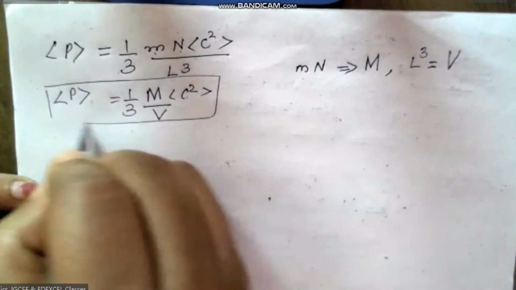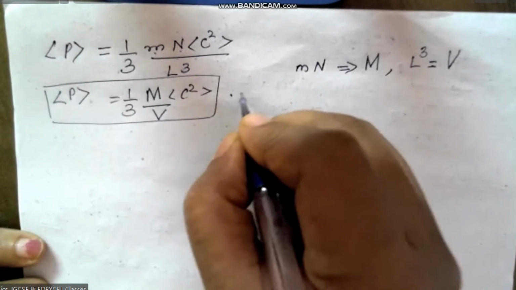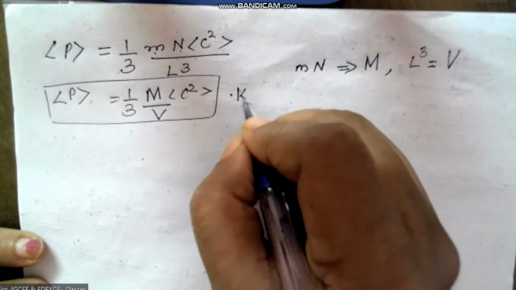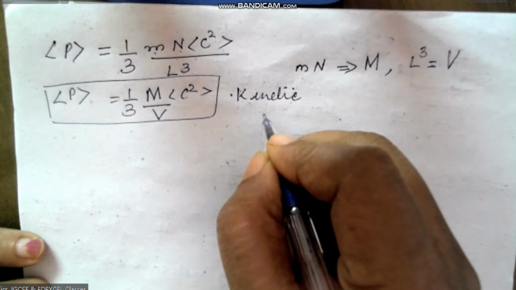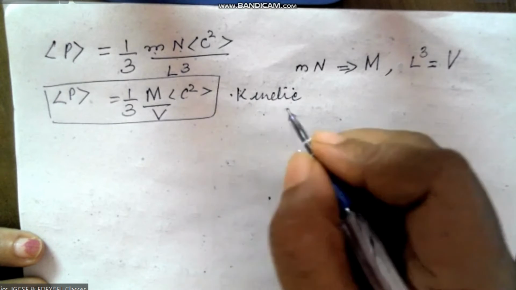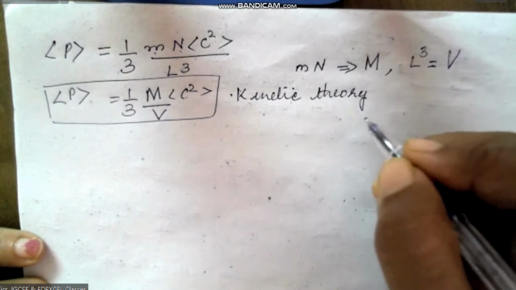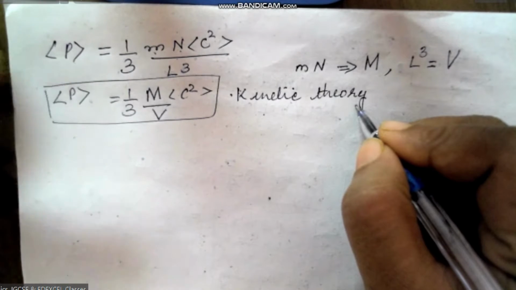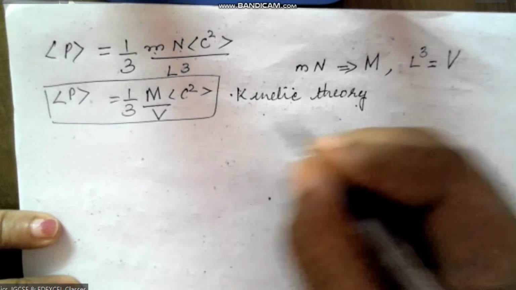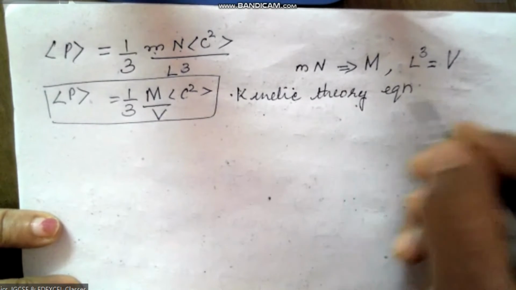This is one of the final equations, and this is called the kinetic theory equation, because this is the equation derived using the assumptions of kinetic theory. According to kinetic theory, the pressure exerted by a gas on the wall, the average pressure, is equal to 1 by 3 m by v c square. This is the kinetic theory equation.